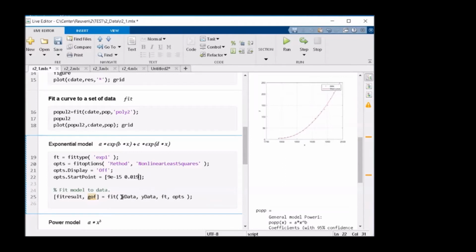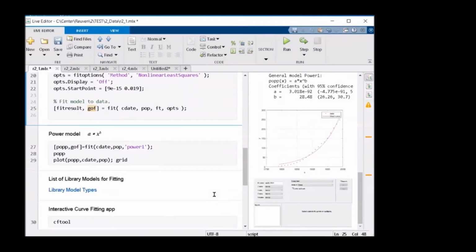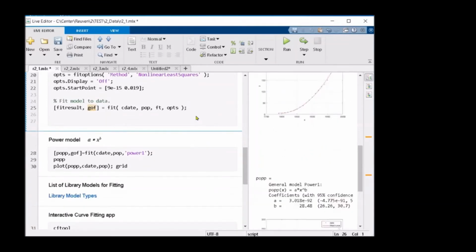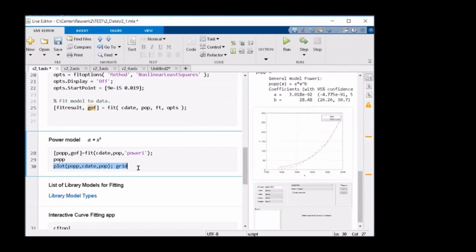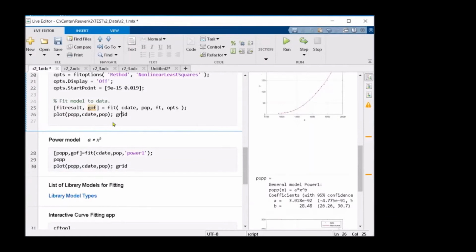And now, instead of X data, we have C date. And here, Y, we have our population. Fit method, okay, options are okay, let's do it. Okay, we will get the estimation. Now let's plot the result. We can take something already from here.